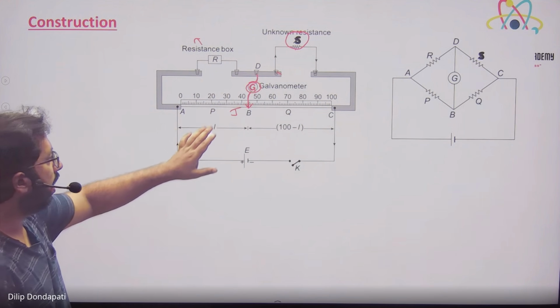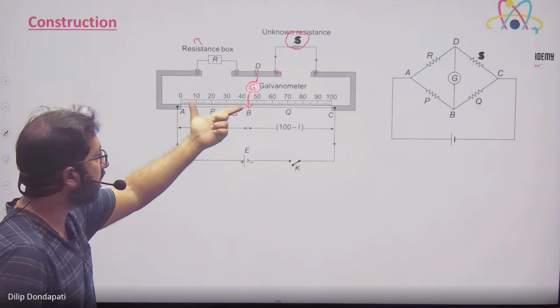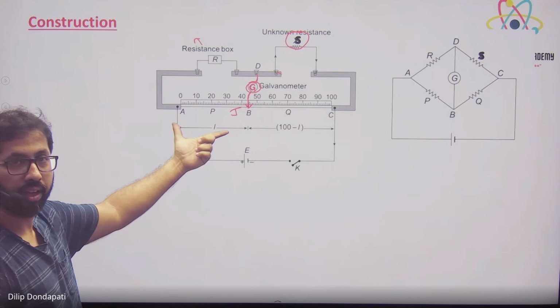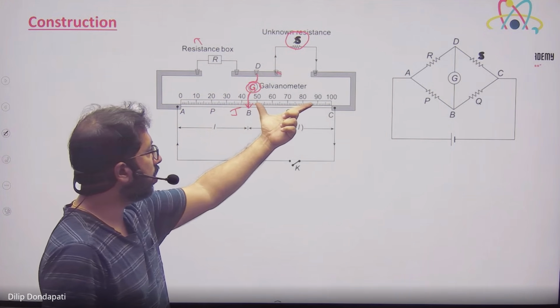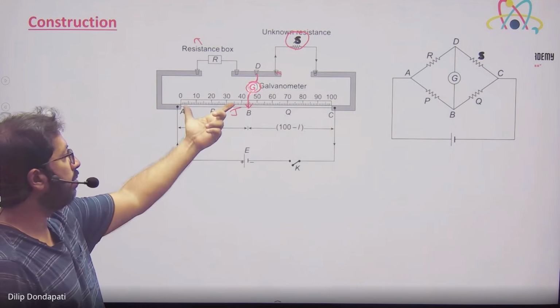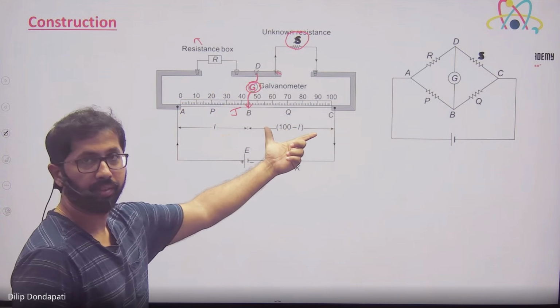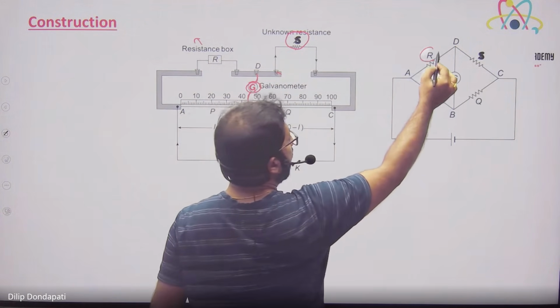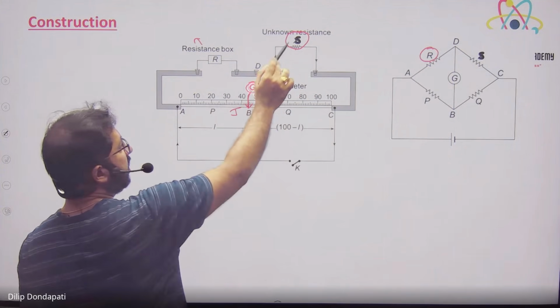Okay. Now its corresponding length we will calculate with the scale. I call this L. And the corresponding remaining length: the total is 100, right? So 100 minus L will be the remaining length. Now look, one resistance is R. This is a known resistance. Here the resistance I am putting is S.